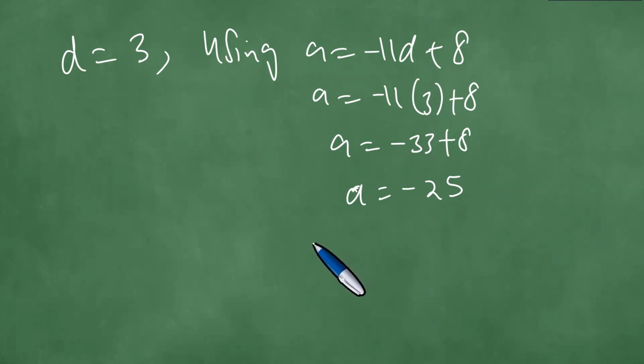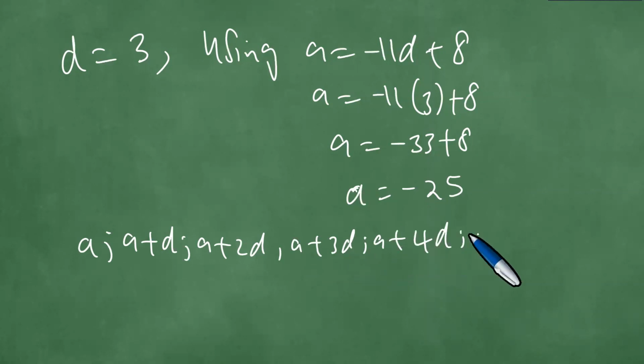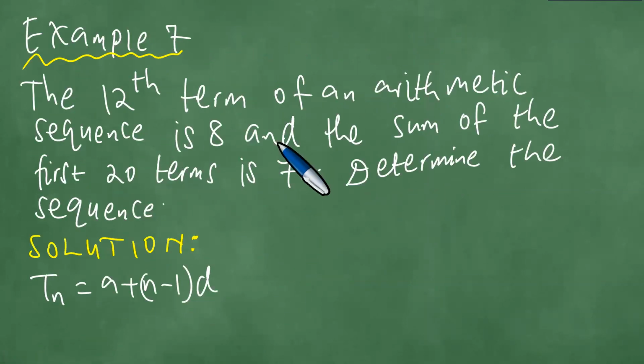So yeah, a is minus 25. With this, we need to find the sequence. Sequences are always the first term, a. Then the next term is always a plus d. After a plus d is a plus 2d. You just keep adding d: a plus 3d, a plus 4d, and so on.